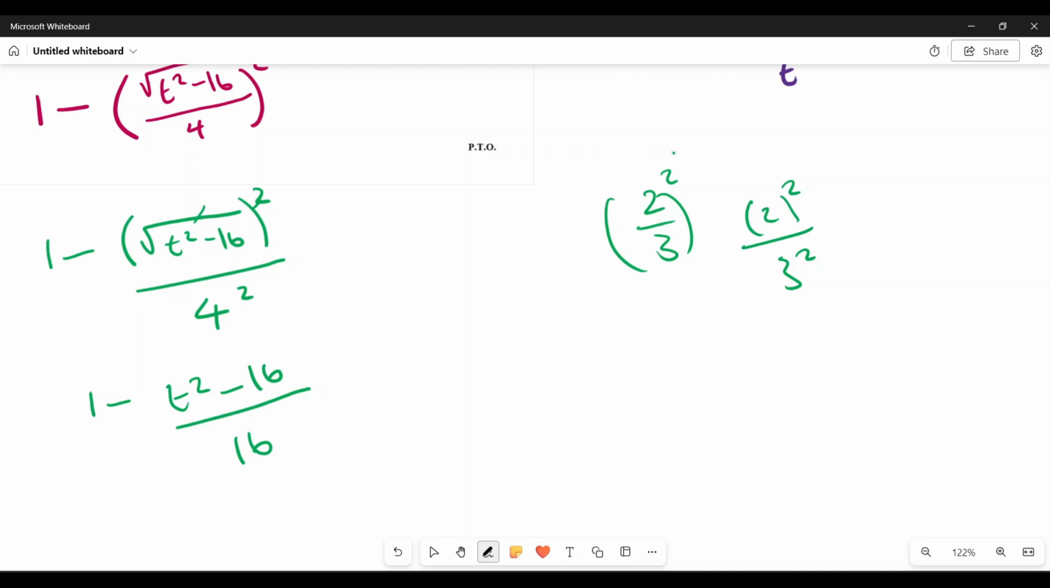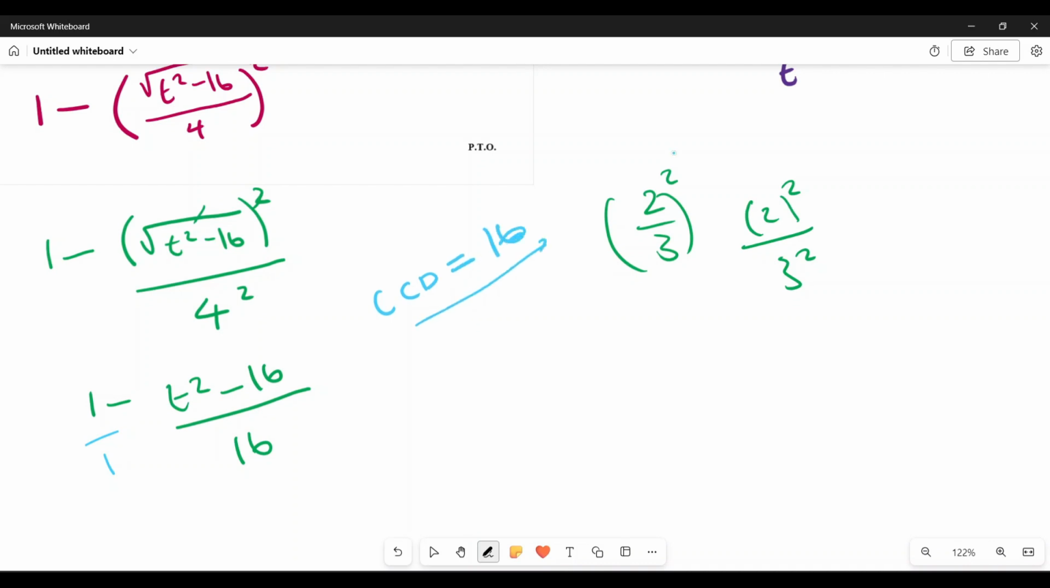Now, remember, my answer should be in a single fraction, right? So I'm going to try and simplify this further, and I'm going to try to make these two denominators the same, so this is the same as over 1. Now, my lowest common denominator in this instance has to be 16. Right? Or it is 16.